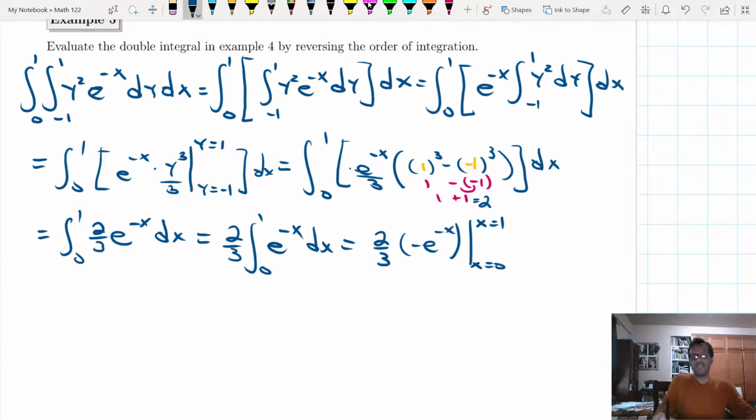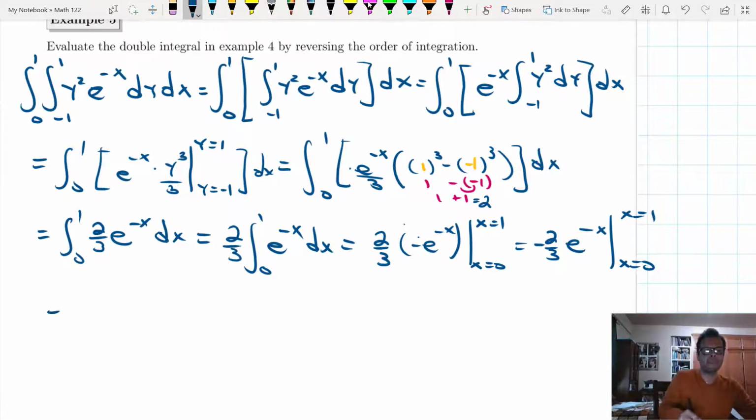Okay, let me clean up this negative and these parentheses right here. So this will be the negative 2/3 e to the negative x evaluated from x equals 0 to x equals 1. All right, so negative 2/3, this is e to the negative 1.